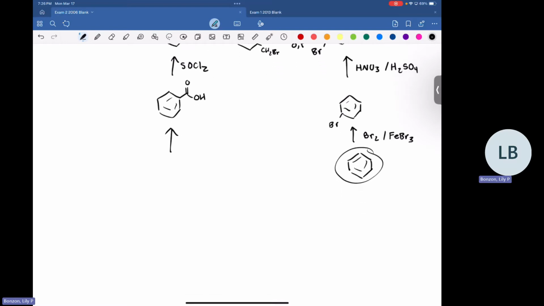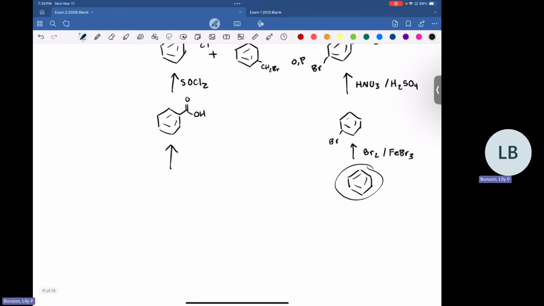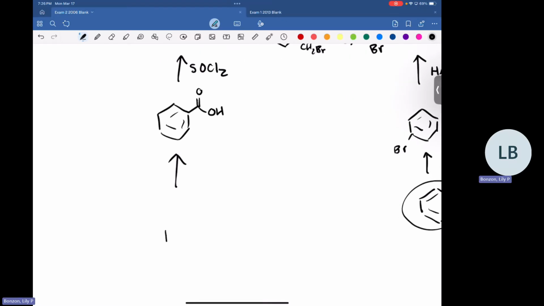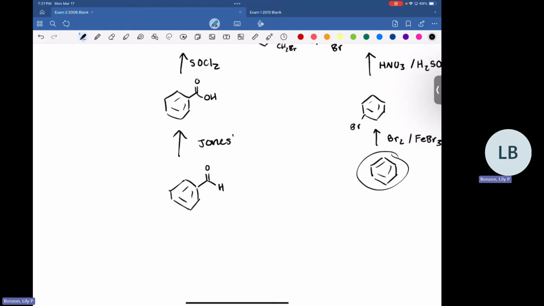So the Gattermann-Koch reaction. All right. So for this one, if we want to work it back to the aldehyde, and then back to the benzene, between the aldehyde and the carboxylic acid, we could just use an oxidizing reagent to go from aldehyde to carboxylic acid. So typically we see it from OH to carboxylic acid, but you could still react an aldehyde and further oxidize it with Na2Cr2O7.